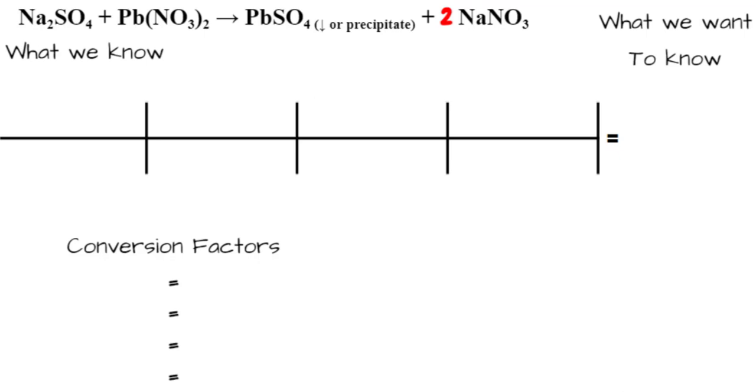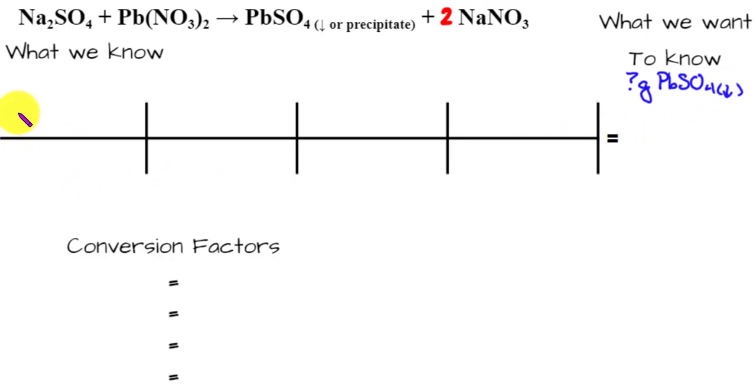Calculate the mass of lead 2 sulfate formed when 2 liters of 0.0250 molar sodium sulfate is mixed with sufficient lead 2 nitrate. Alright, so the thing that we are looking for is mass, so question mark grams of lead 2 sulfate, PbSO4. And that's the precipitate. You can use a little down arrow to indicate that it's the precipitate.